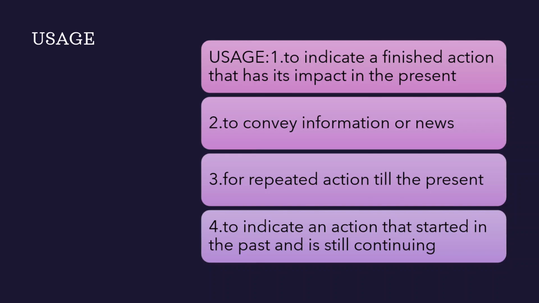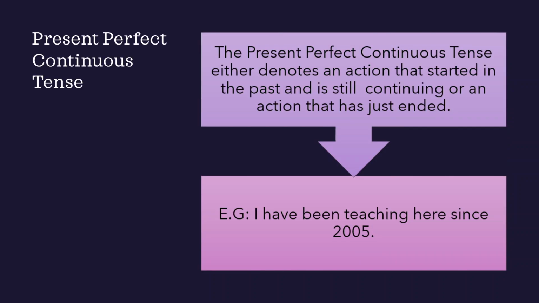Thirdly, for repeated action till the present, I have listened to the song 4 times since this afternoon. Number 4, to indicate an action that has started in the past and is still continuing. Example can be, I have always admired doctors. I have always admired doctors and I still continue to admire them. It means that.